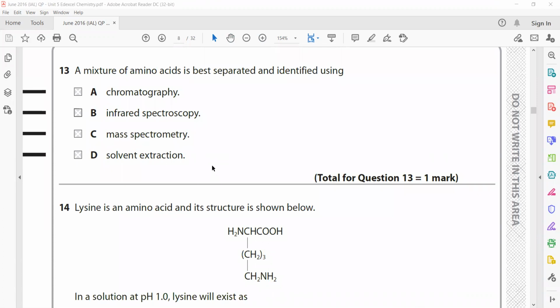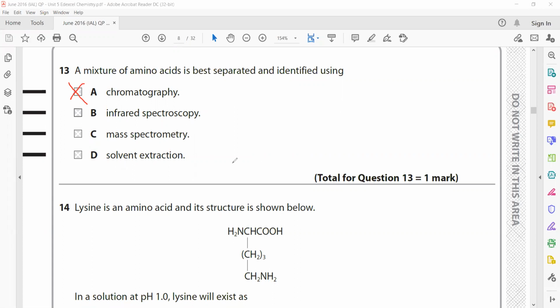A mixture of amino acids is best separated and identified. So we can identify these amino acids by a technique known as chromatography. Because infrared spectroscopy can only identify the type of bond. In a mass spectrometer, they may have the same mass or may have different masses, but cannot be easily identified.